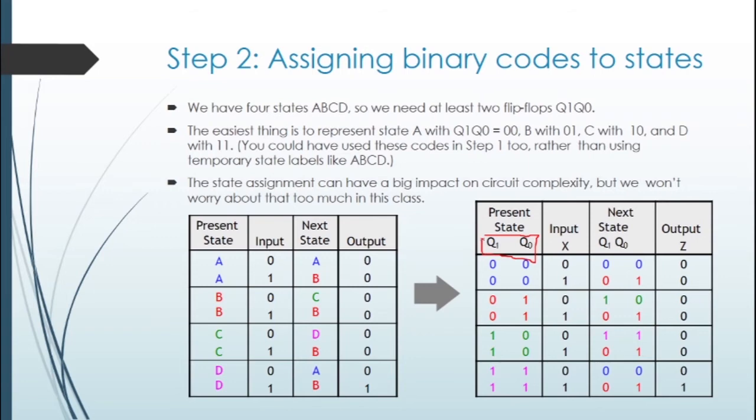All these state transitions are now labeled in this table as a function of Q0 and Q1, and the next state will be the next values of Q1 and Q0. We have got one input X and one output Z, and Z will be 1 in just one scenario, when the current state is D and the input is 1. So this is the whole table, and that is your main thing for designing your whole sequential circuit.